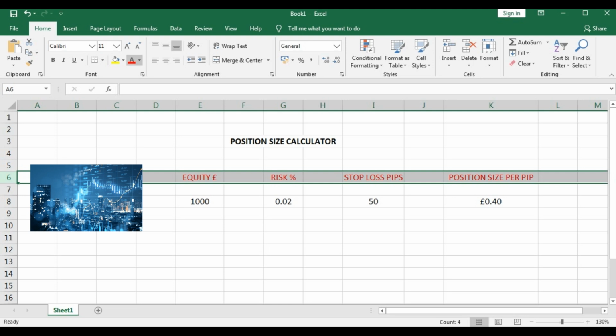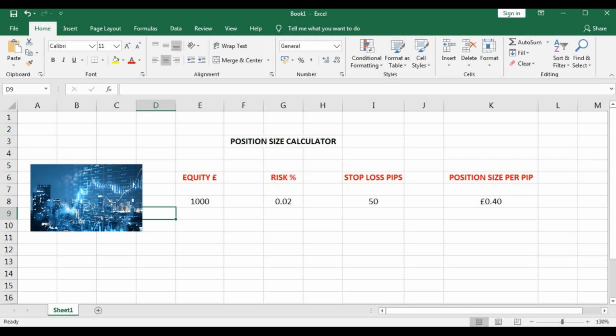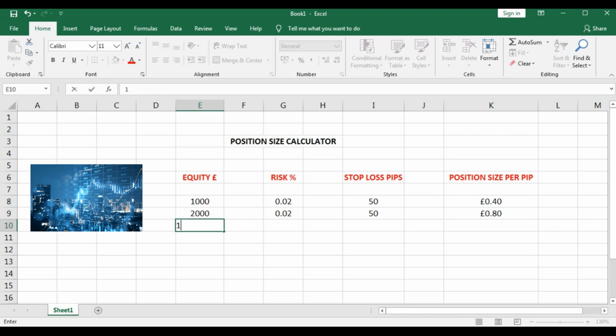Okay, so that is 40 cents according to the £1,000 you got in your account, the maximum risk. And mind you that the 40 cents per pip is a maximum. You should not risk any more than that on any single trade. Now let's try with doubling up the equity amount with the same risk, same size stop loss, and you come to obviously a double amount, 80 cents per pip.